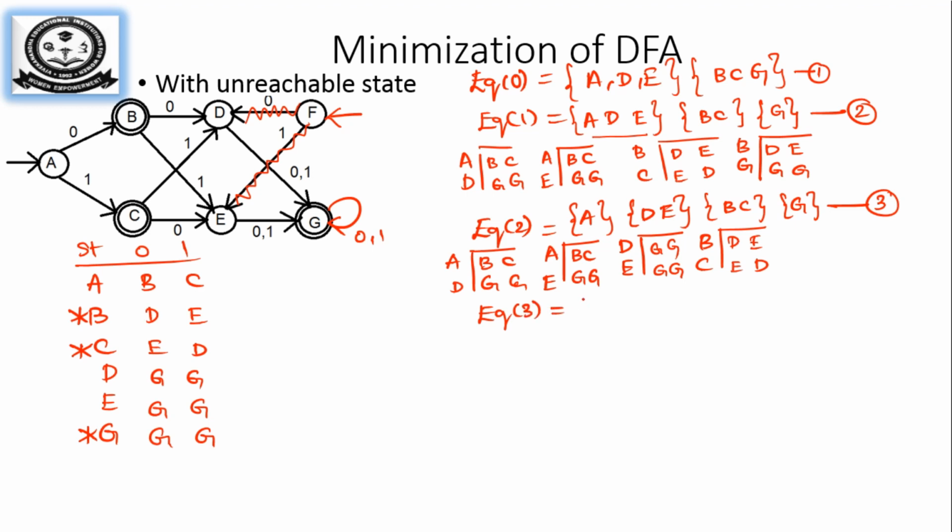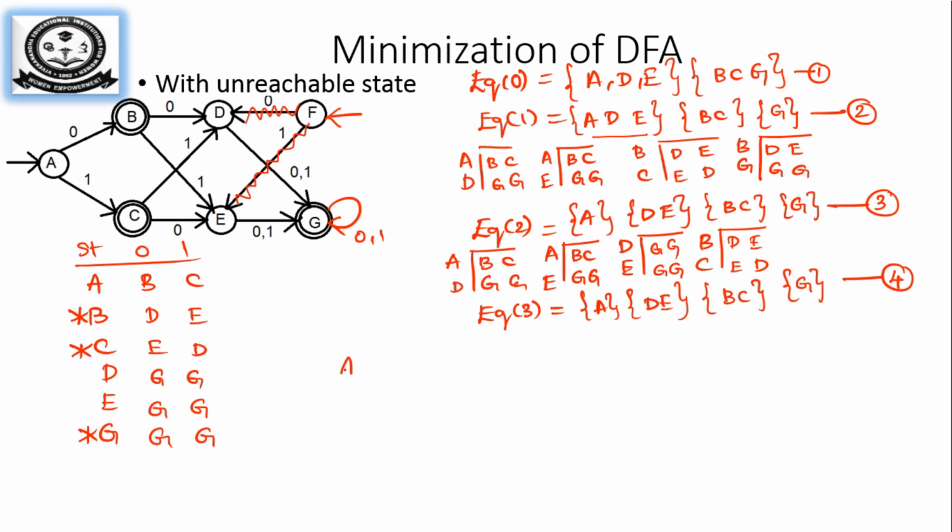Let us check. We will have A separately, no change. DE, if you see the input, it is having GG. So there will be no change in DE also. BC again has DE and ED as input, so both are staying in the same set. So there is no change in BC, and finally you have G. Now you can see equivalence 2 and equivalence 3 are similar. You can stop the process. Now you can write the transition table.